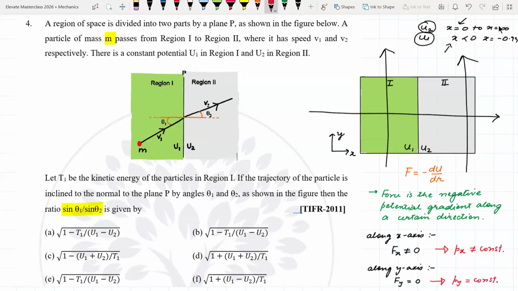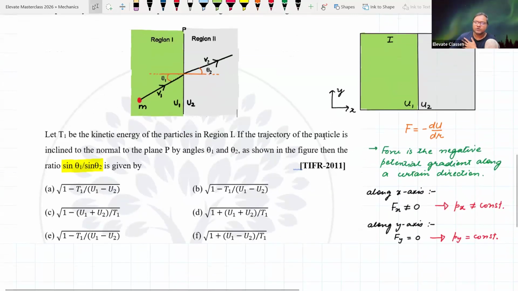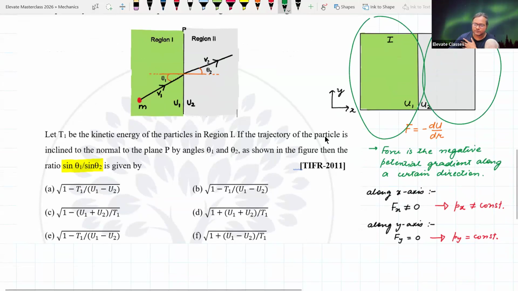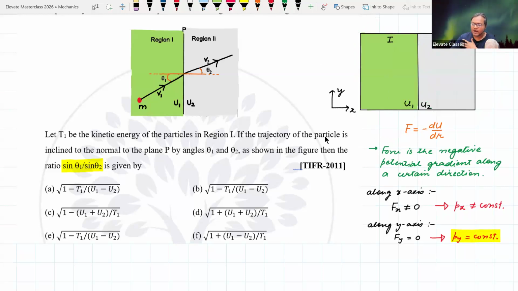Yes, sir. Okay. See, it is an easy question once you understand this logic, and once you understand it, you will not forget it again. Anytime you have a scenario in which there is a clear demarcation of the potential regions, one thing becomes automatically obvious: in the direction in which the potential is changing, there is a force, and perpendicular to that direction there is zero force. Therefore, in the perpendicular direction, the momentum component is going to be conserved. That gives us an additional equation that I can use in my problem.